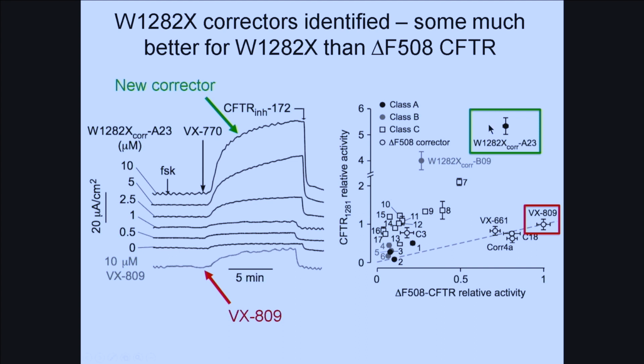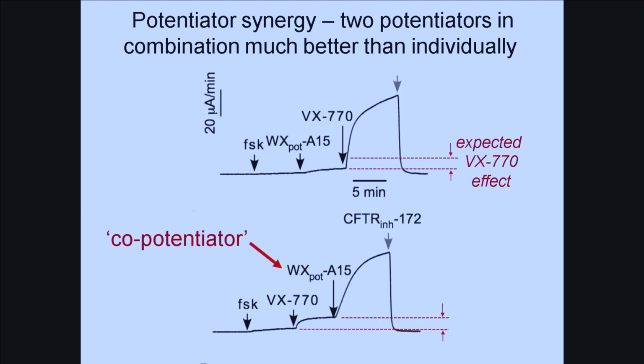What about potentiators? So we needed a good potentiator because the real problem was the gating. The potentiator screen, unfortunately, did not work very well. We didn't find anything nearly as good as the Vertex 770 ivacaftor. But Pete did make a tremendous discovery, quite accidentally. Here we add one of our potentiators, which produces almost no signal. Then after that, he added Vertex 770, expecting to see the maximal signal, which we knew from other experiments should be about this much. But instead, he found a nearly 10-fold increase in signal.